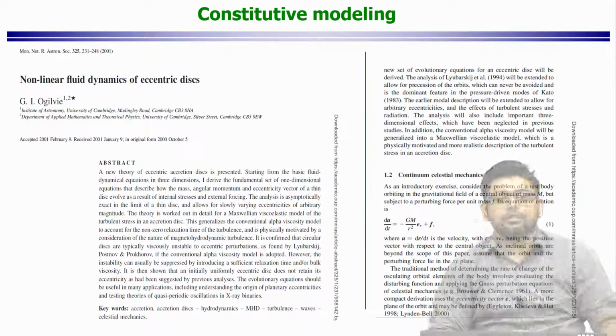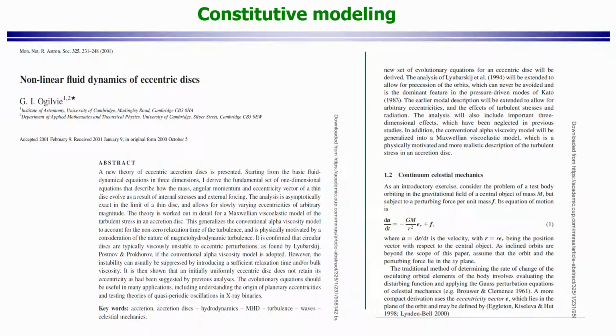Okay. So, for example, I have just taken these pages from a paper called Nonlinear Fluid Dynamics of Eccentric Disks, authored by Ogilvie. And here he is actually looking at a theory of eccentric accretion disks, which is an astrophysical phenomenon. The important part is, this is on your left hand side, you can read the abstract for that.